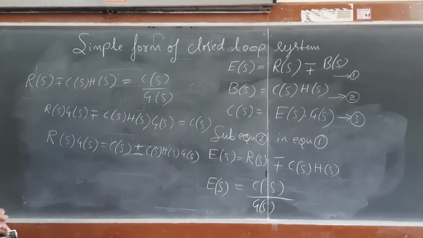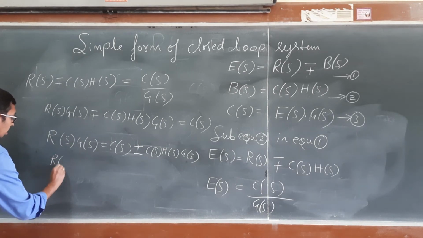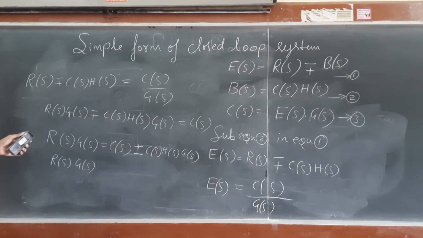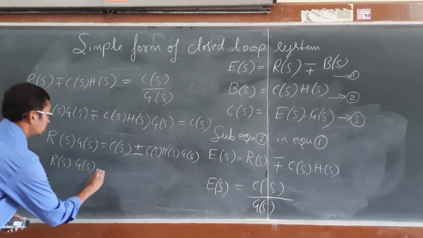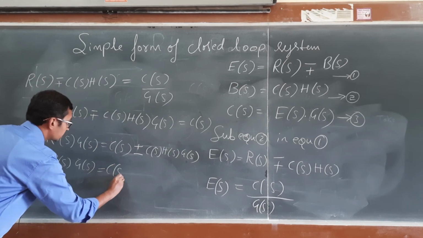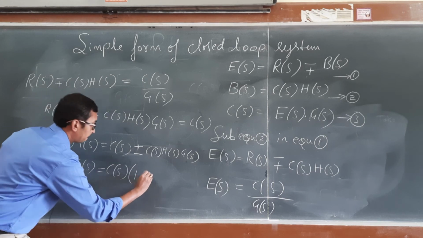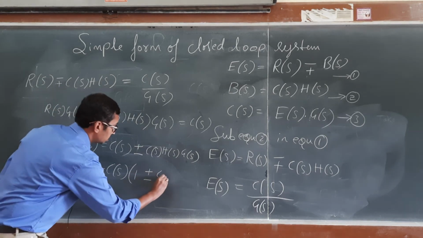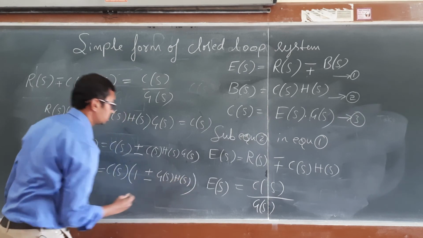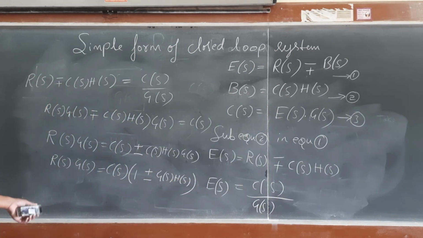Okay. Now we can take this one as common: R of S into G of S. This can be written as what? If I take the common as C of S, it will be 1 plus R minus G of S into H of S. Okay, we got this one.